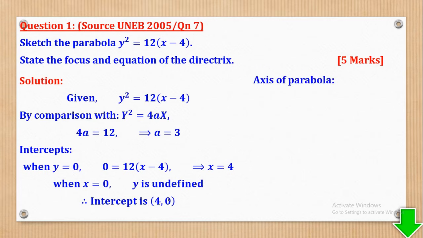Now, after getting the intercept, you also have to get the axis of symmetry, or the axis of the parabola. Either name is the same. For the axis of symmetry, we said you look at the variable which is squared and you equate it to 0. So when I equate this one to 0, I come up with y equal to 0 as my line of symmetry.